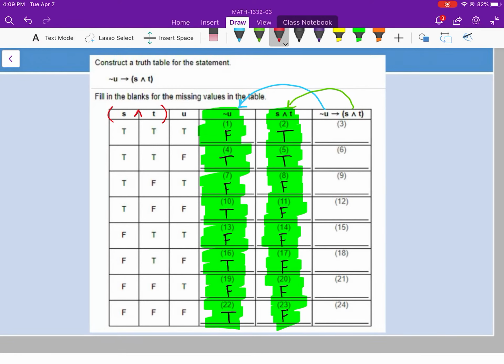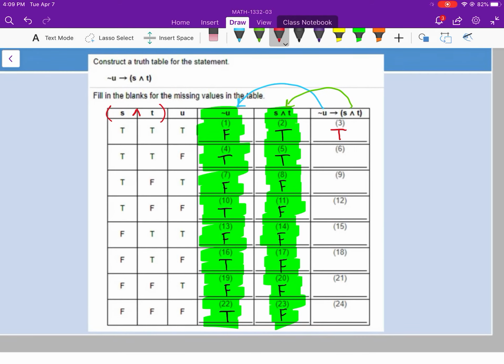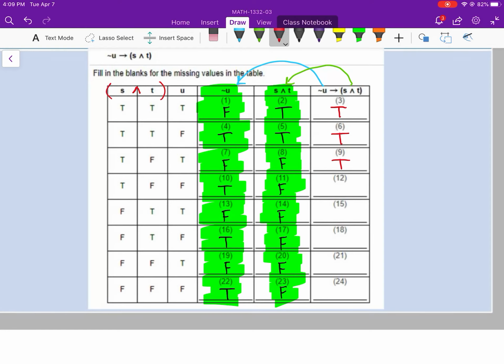All right, so number 3, we're doing if false, then true. That's a true statement. Number 6, if true, then true. That is true. Next one down, number 9. If false, then false. That's true. Number 12, if true, then false. That is false. That's the only time you can get a false result there in a conditional statement, when the first one is true and the second one is false.